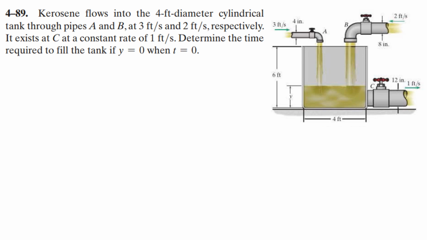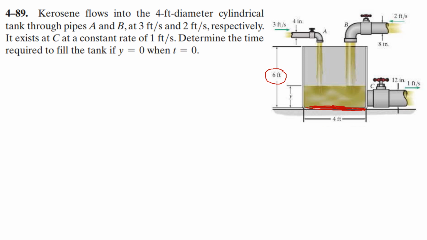It tells us that kerosene flows into a 4 feet diameter cylinder, so it's a cylindrical tank, through pipes A and B at 3 feet per second and 2 feet per second respectively. It exits at C at a constant rate of 1 feet per second. Determine the time required to fill the tank if y is equal to 0 when t is equal to 0. So what it tells us is how much time it will take to fill the tank. If y is equal to 0, it means that the tank is empty at t is equal to 0. So how much time will it take to fill the tank up to 6 feet?